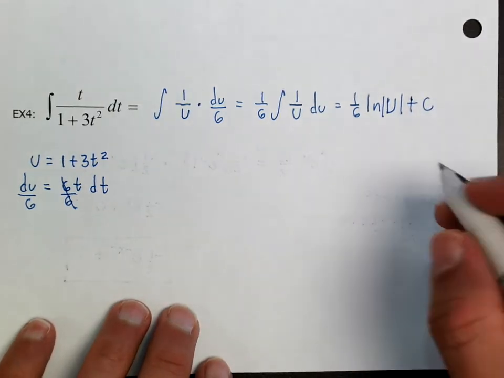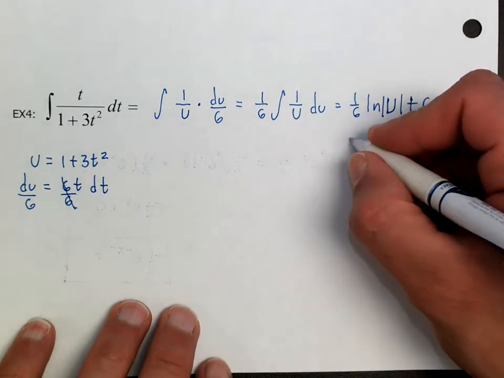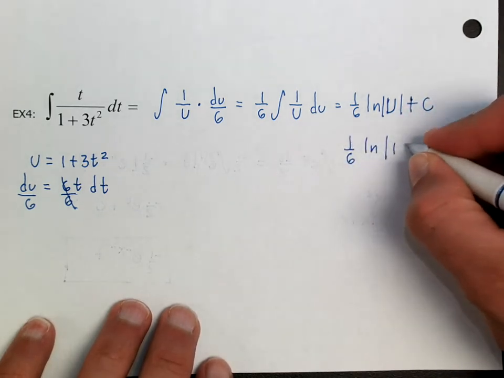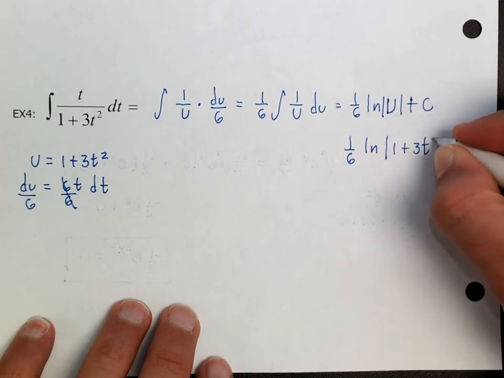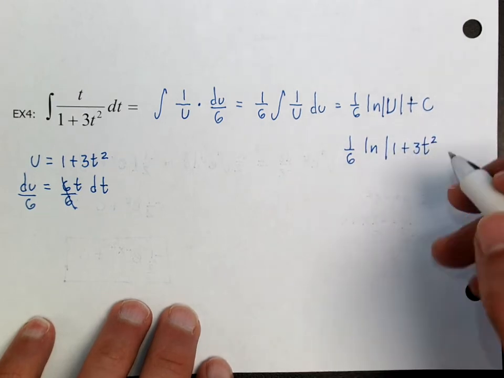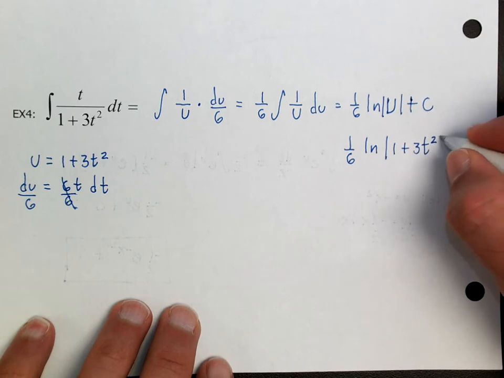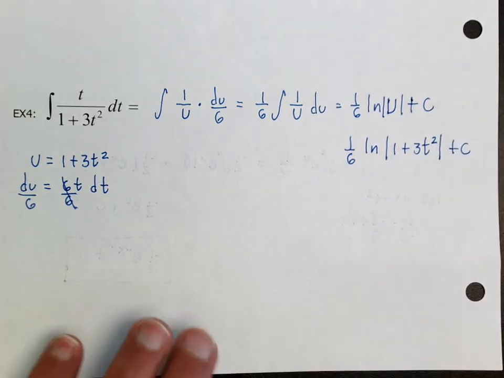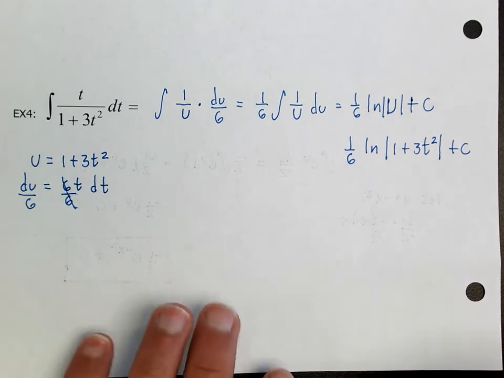Okay, so this is going to, by the way, that's a u. I know I did a bad job on that one. We got 1/6 the natural log of the absolute value of 1 plus 3t squared, plus c. Now, be careful, this is the answer.